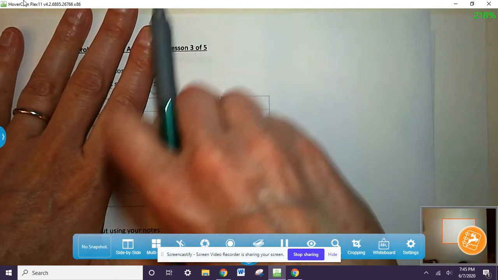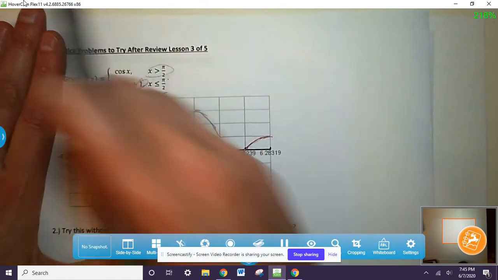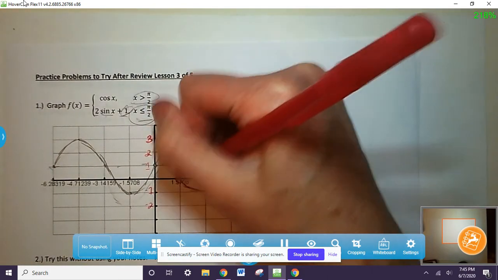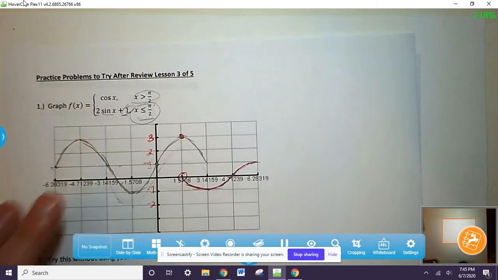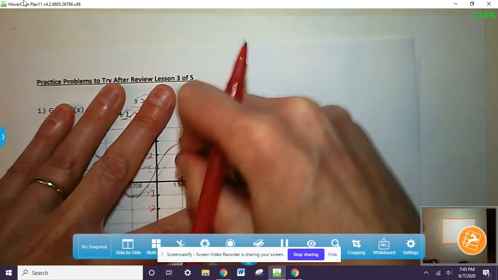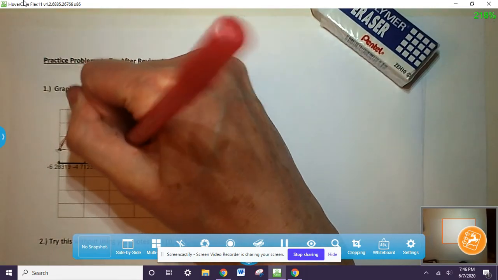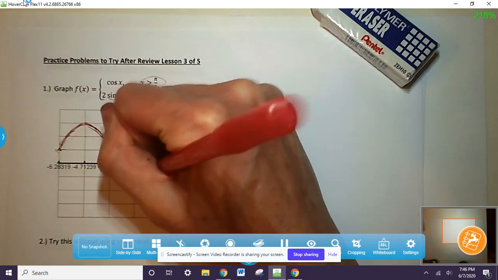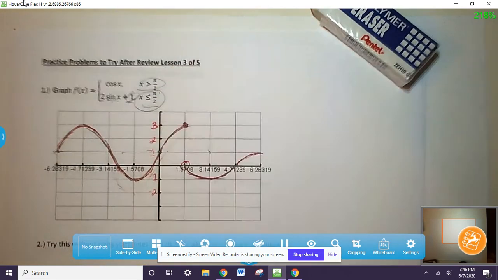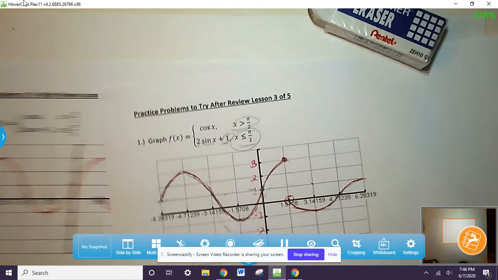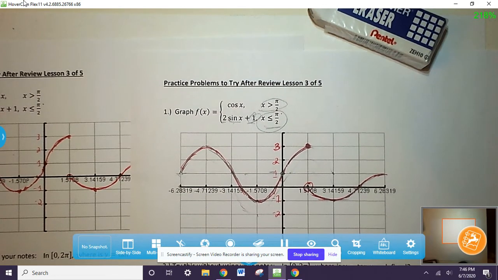And then we only want to keep the part of the graph where x is less than or equal to pi over 2. So at pi over 2, I'm going to put a closed circle and only keep the part to the left. So really I'm finished now, but I'm just going to go ahead and trace over this with red pen just to be consistent. Now everything that's in red is what I was looking for. So that's how I got the graph that I showed in the answer key.